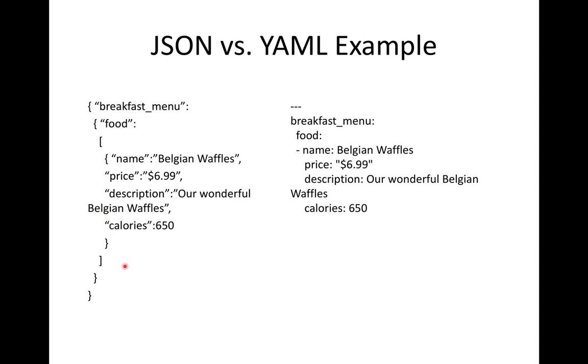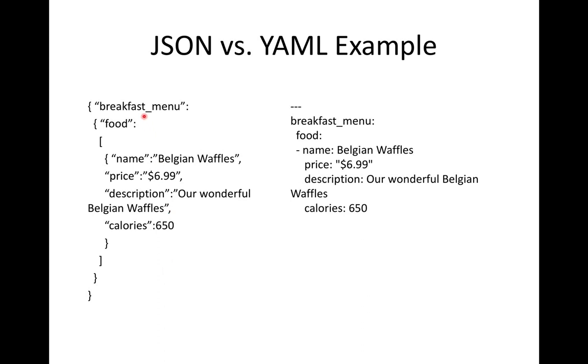Now, which one of these is more readable to you? I think most people would say that this YAML format on the right-hand side is probably a little bit easier to read for us humans, versus on the left-hand side, where the data items are separated by curly brackets, and we have to keep track of the curly brackets to see which data items are grouped together.